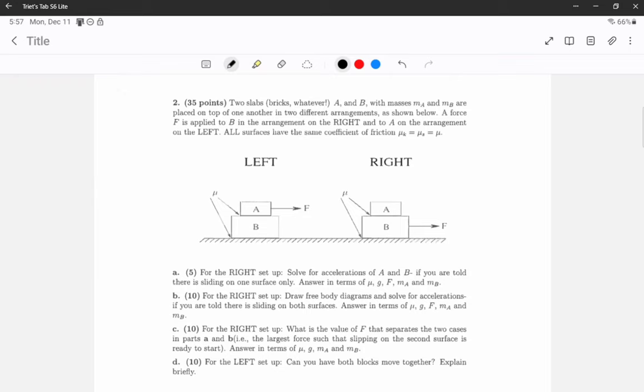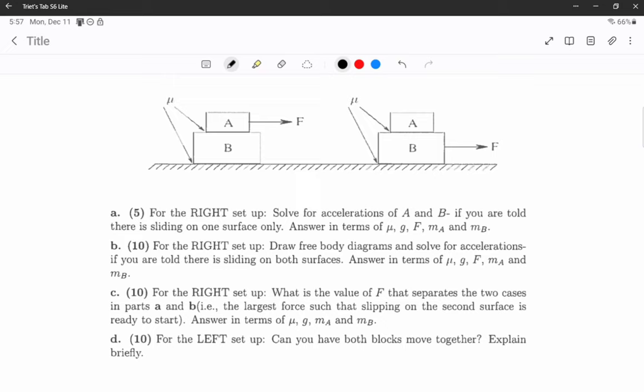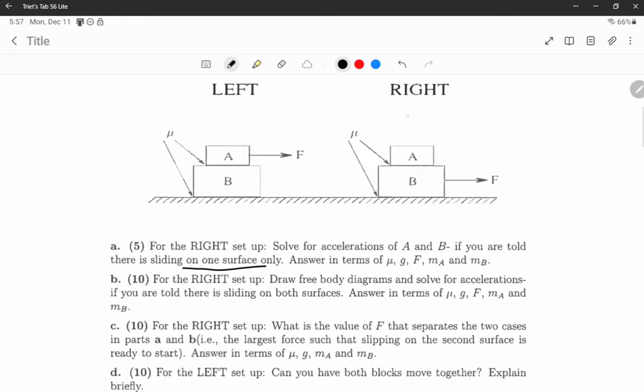A is on top of B, and you have a force applied on them. You also have a coefficient of friction mu. If the setup is sliding on one surface only, which one is going to slide? The answer is that if there must be sliding, there are two surfaces, top here and bottom here. One surface is going to slide, and if you apply the force on B, the surface that's going to slide is down here, between B and the ground.